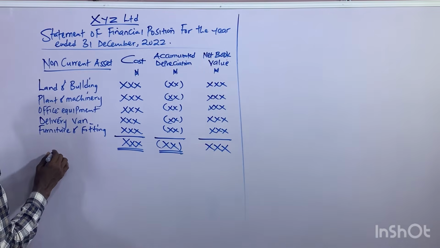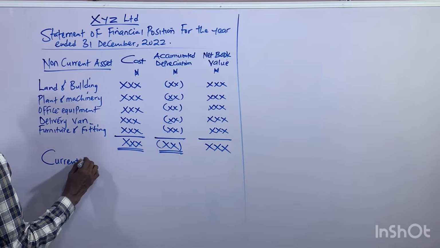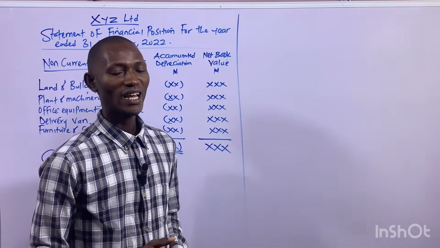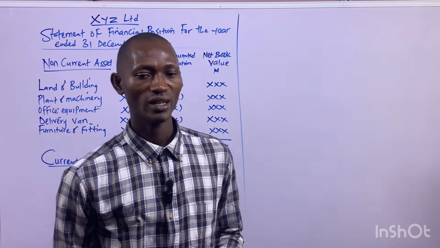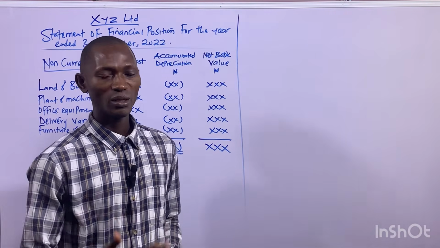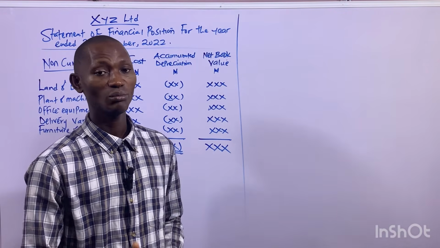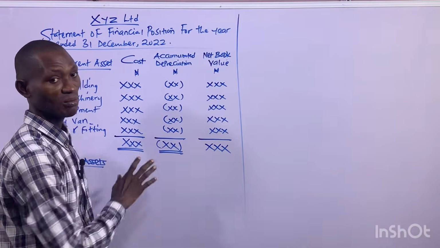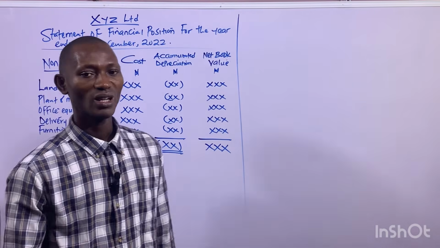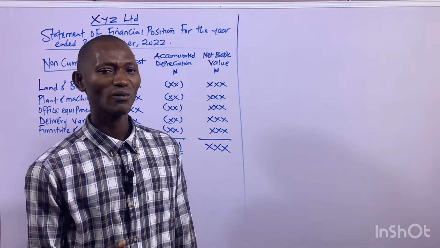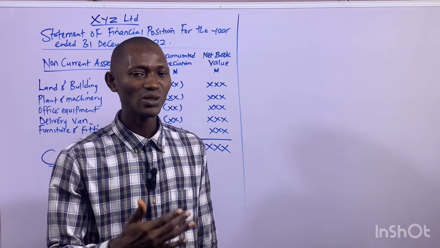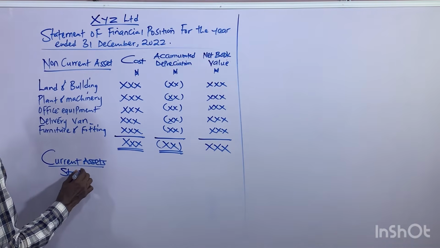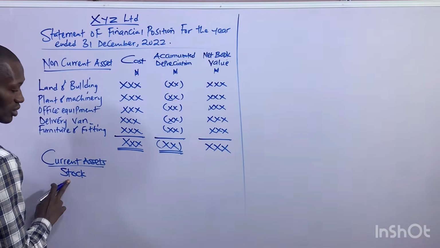So we have current assets now. Current assets are those assets that have a lifespan of just 1 year, and they can be replaced within the accounting period, which is usually 12 months. So current assets must be arranged in the balance sheet, that statement of financial position, according to their liquidity, in terms of how they can be easily converted to cash. That's the way you should arrange them. So first and foremost, we have our stock. That's another word for inventory. That's a closing stock, basically.